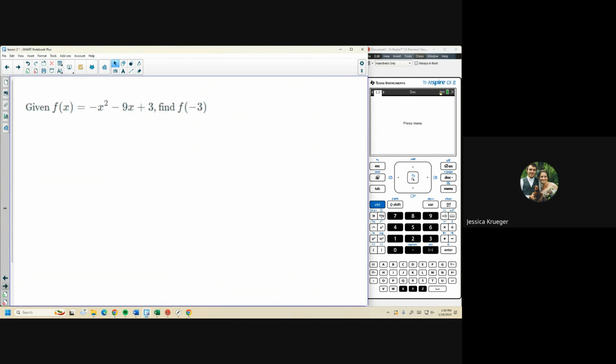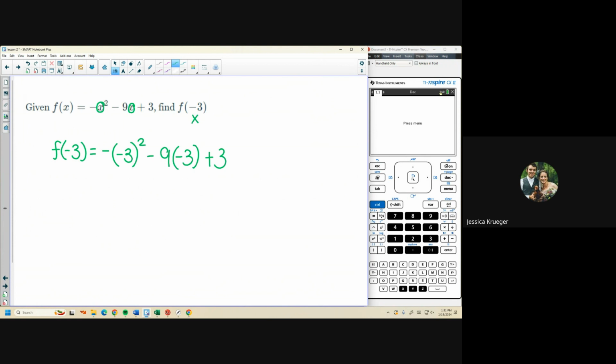So the first problem I want to look at is this. Given f of x equals negative x squared minus 9x plus 3, find f of negative 3. So I want to start by reminding you that negative 3 is our x value. So if I want to find f of negative 3, I'm going to go into my problem, and anywhere there's an x, I'm going to put parentheses. So I just replaced this x with parentheses and this x with parentheses. Then what I can do is plug in the x value they give me.